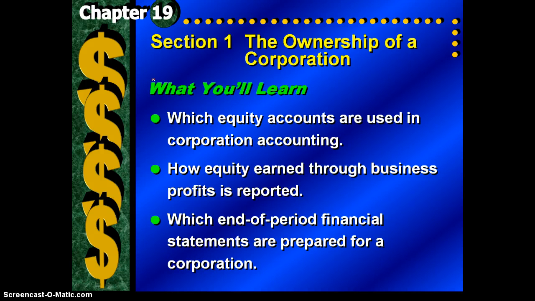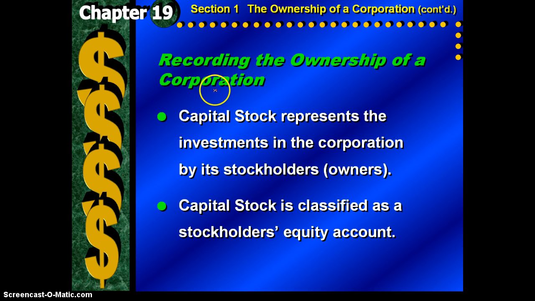Okay? So, recording the ownership of a corporation. Capital stock, that is your new account. That represents the investments in the corporation by stockholders or the owners of the company. Now, stockholders can range anywhere from one individual owning all the stock in a company to thousands of people owning stock in a company. So it's not one set rule on that. Capital stock. The account capital stock is classified as a stockholders' equity account.